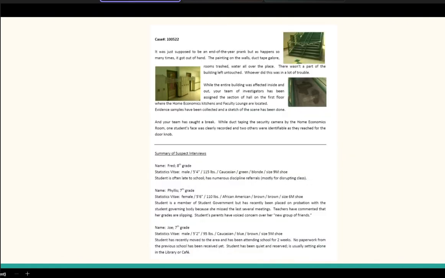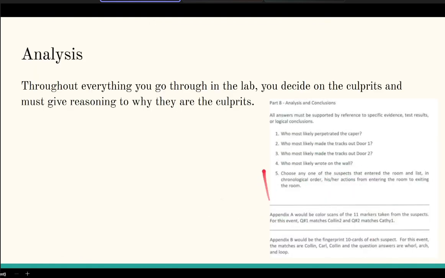And basically the case number doesn't matter, but they just talk about an incident. And when they talk about the suspects, it's not going to be hard evidence. They're all suspects, and they all have, over here below their name, something like: student is often late to school, has numerous discipline referrals, most likely for disrupting class. These are more evidence that you can use for something like number 5, where you're trying to list the actions that might happen.